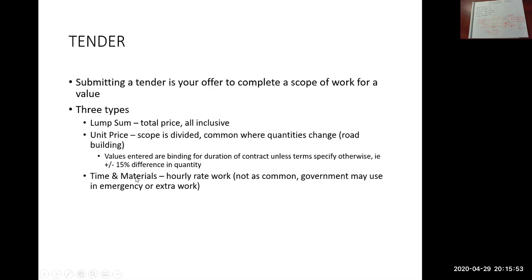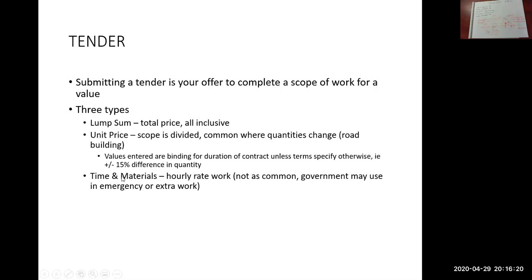So that's what time and materials is. Time, being you invoice for the amount of hours that you use. Materials, meaning if you've purchased any materials, you're allowed to mark up that cost. Typically it's 10%. So you're paid back the cost of the material plus a 10% profit amount.